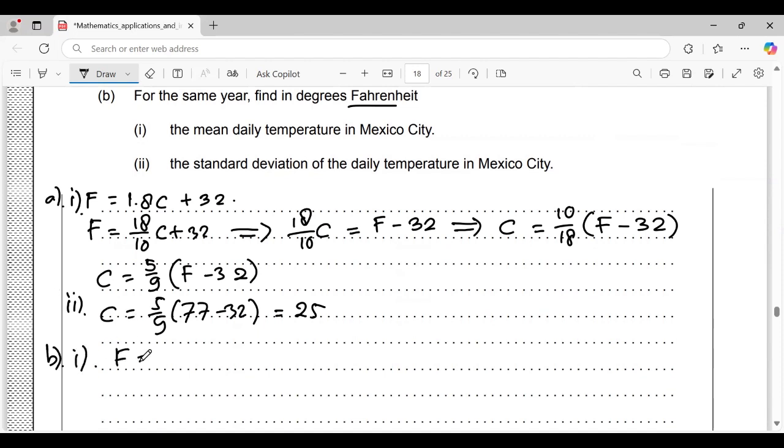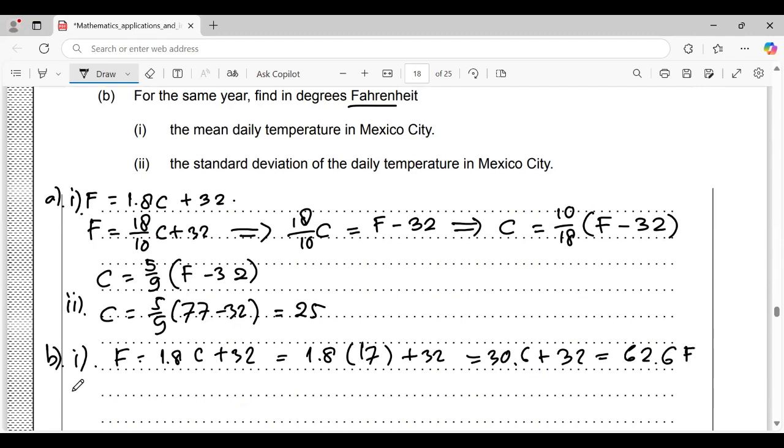So F equals 1.8C plus 32, or 1.8 times 17 plus 32. The result is 30.6 plus 32, which is 62.6 Fahrenheit.